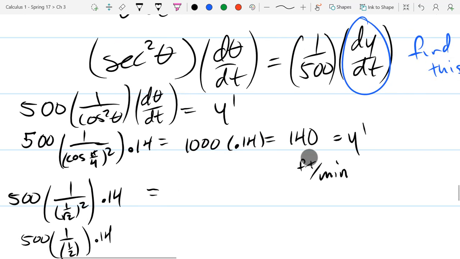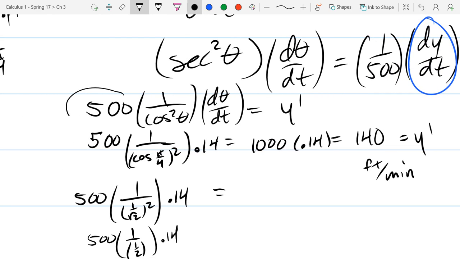So I have to solve for what's in the blue. I'm trying to solve for dy/dt. So how do I get this out of there? I could divide by the reciprocal of 1 over 500, but it's way easier to multiply by 500. So there's multiplying 500 onto the left side.